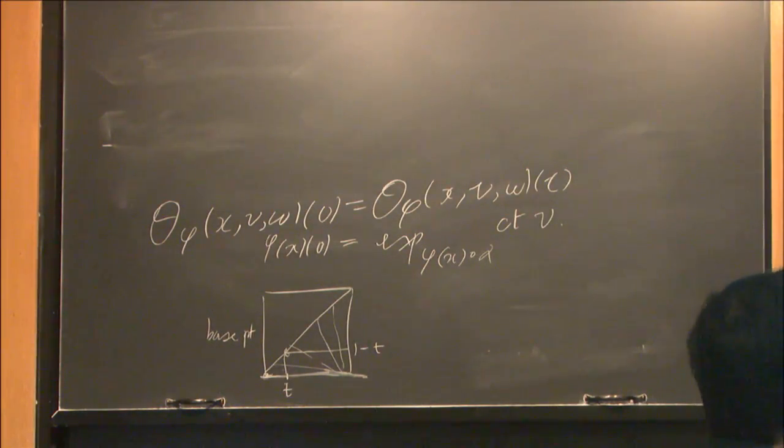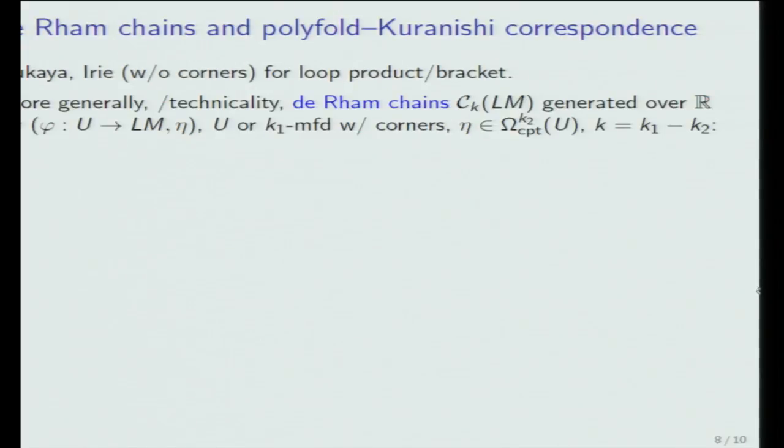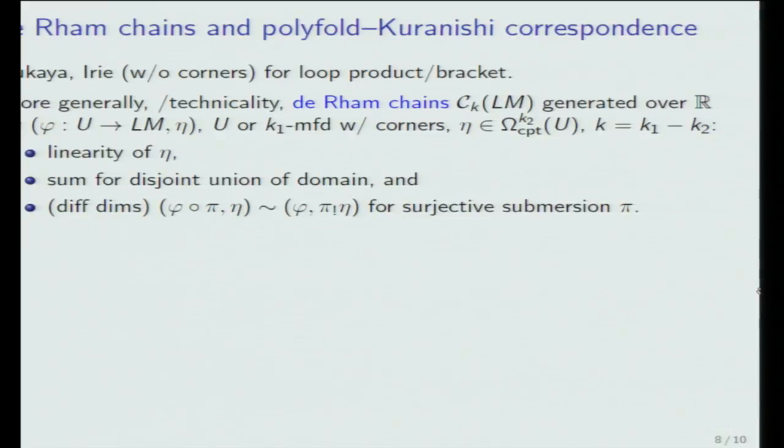So let's briefly review the de Rham chain complex setup. It was introduced by Fukaya, and Irie used it to establish the loop product and bracket, but without boundary and corners for Irie. Generally, modulo technicality, it's just a hybrid between geometric chains and de Rham cochains. You expect the familiar properties, but the thing here is that the dimension can change simultaneously as long as the difference remains the same as the degree. So there should be a way to relate different dimensions together.